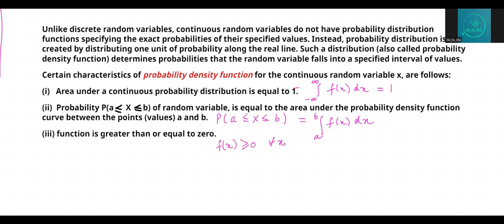So whenever we need to check whether a function is a probability density function or not, we need to check two conditions. First of all, f(x) has to be greater than or equal to 0. And the second one is that the area under the continuous probability distribution has to be equal to 1. So let us consider one question related to this.